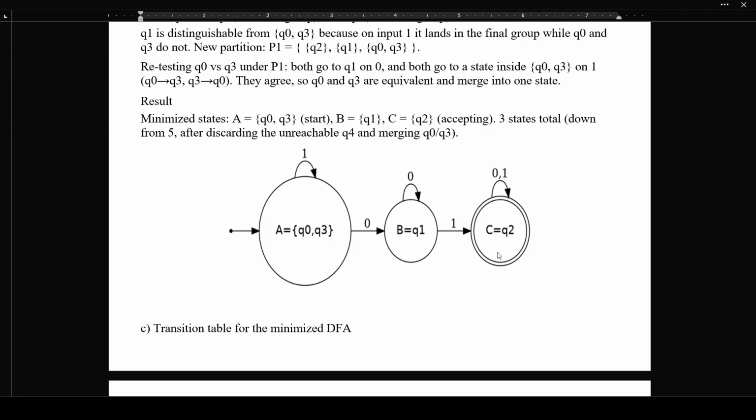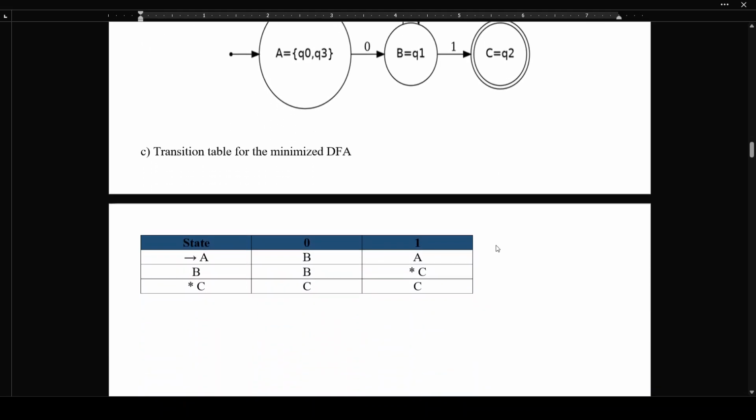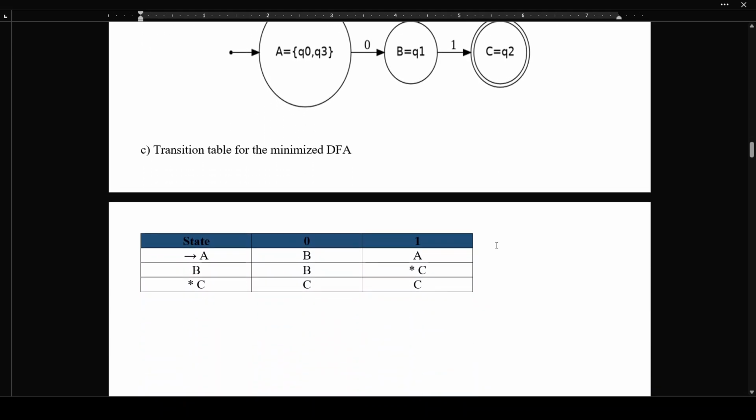Here, on input of 1 from our start state A, it loops to itself. On input of 0, it moves to B. B loops back into itself on input of 0 and moves to C on input of 1. And then C, on input of 1 and input of 0, loops back to itself. The transition table for the minimized DFA is as we can see below.